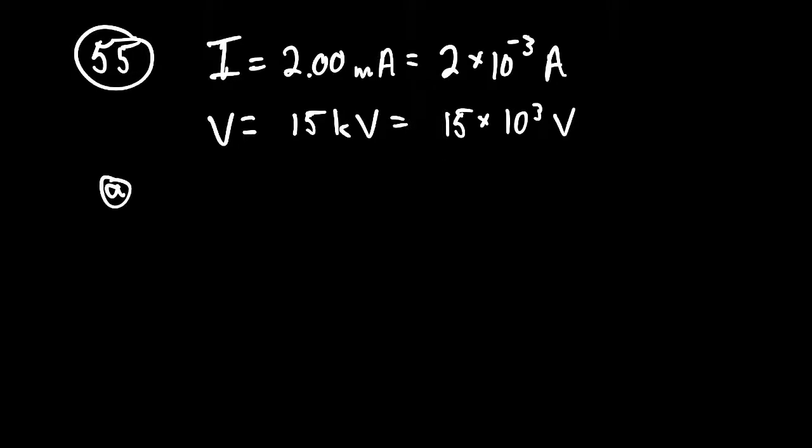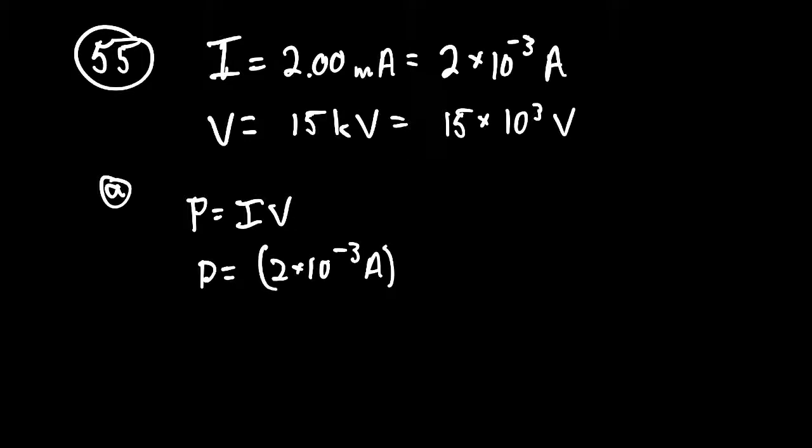How do I get power from current and voltage? Power equals I times V. P equals IV. P equals 2 times 10 to the negative 3 amps times 15 times 10 to the third volts. So the power that we're using here is 30 watts.